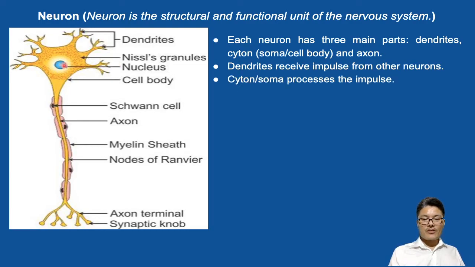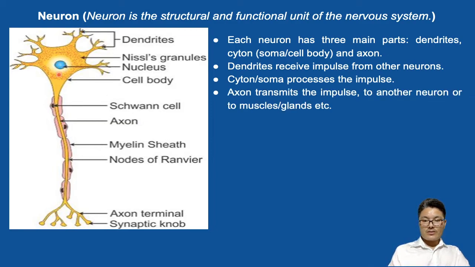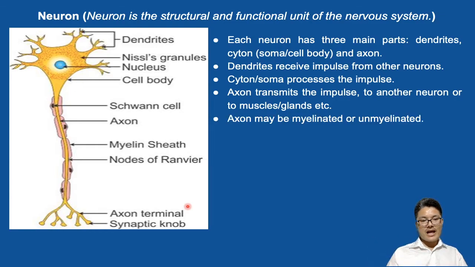Now, the cell body or cytone will be helping in processing the information, processing the received electrical impulse. So the cytone or the cell body helps in processing the signal or message, and after that the axon terminal will be helping in transmission, or transferring the electrical impulse from this neuron to another neuron, or to a muscle, or to a gland, so that some action occurs. There is control and coordination of different parts of our body.